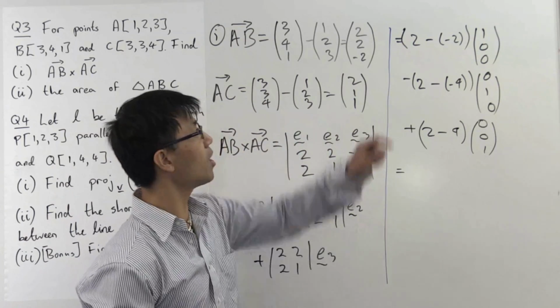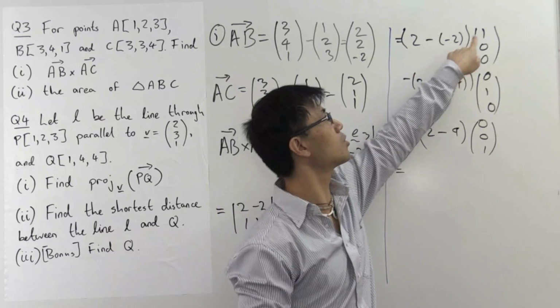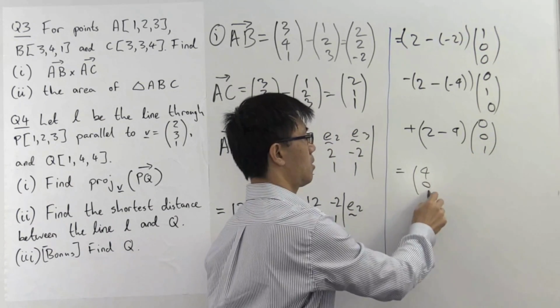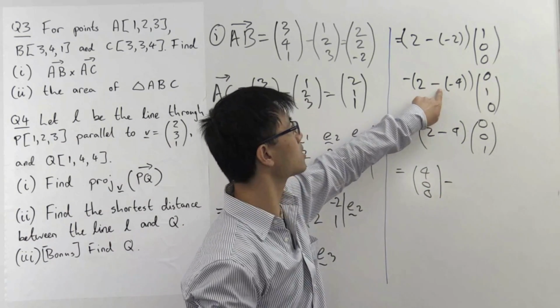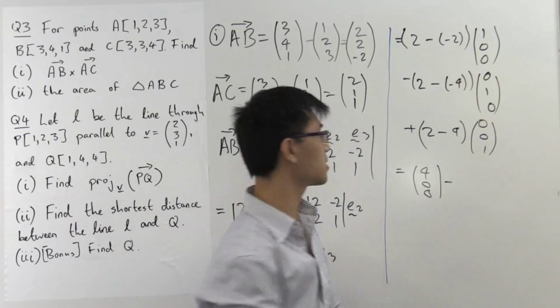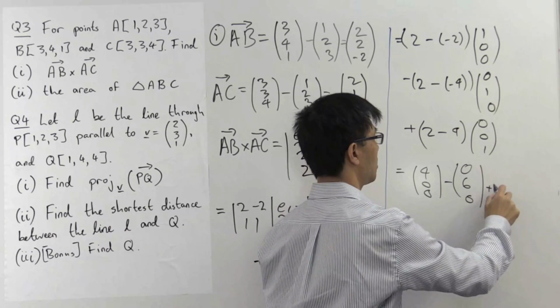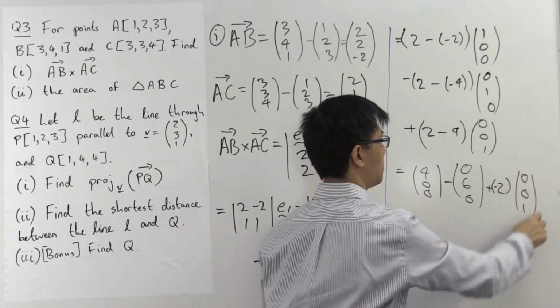Okay, so let's see what we've got. 2 minus negative 2, 2 plus 2 is 4. So you've got 4 times this vector, which is 4, 0, 0. And then you have to subtract 2 minus, so that's a plus 4. 2 plus 4 is 6. 6 times this, 0, 6, 0. And then you have to add in, I guess, minus 2. That's what this is, 0, 0, 1.